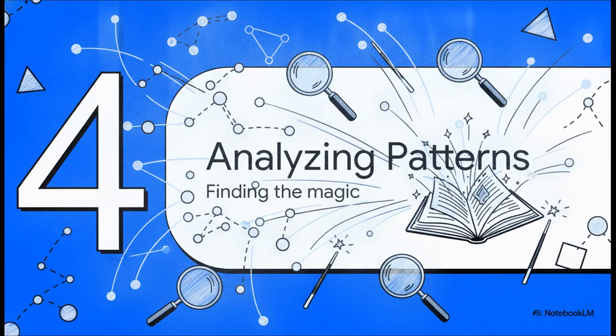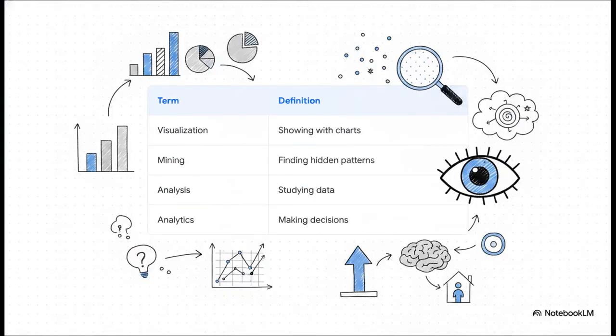Section 4. Analyzing for hidden patterns. Finding the magic in the numbers. This is where we turn boring numbers into really powerful insights. Data visualization makes information super easy to understand by showing data using charts and graphs. But to know what to graph in the first place, we need data mining, which is finding hidden patterns in huge amounts of data. The core of all this is data analysis, studying data to answer questions and figure out what it's telling us. Ultimately, applying this to the real world is data analytics, using that data to solve problems and make much smarter decisions.